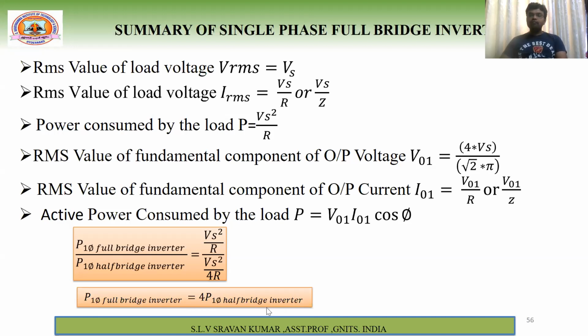Why we are moving from half bridge to full bridge, this is the main reason. So we can obtain the power in single phase full bridge inverter is equal to 4 times P single phase half bridge inverter. That is the most important thing. Understand? And coming to one more important point, the voltage across the switch for half bridge inverter is Vs. The voltage across the switches for full bridge inverter is also Vs. So that is also one advantage compared to half bridge inverter. So that is the reason we are going for only single phase full bridge inverter.